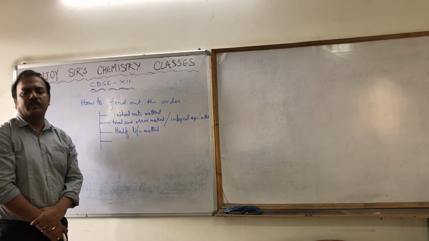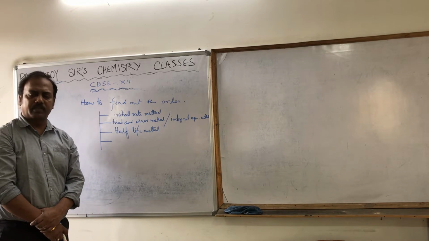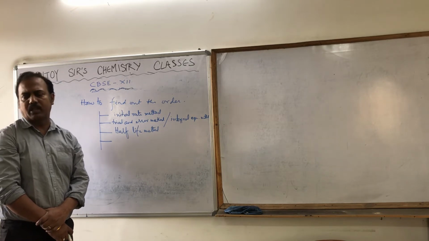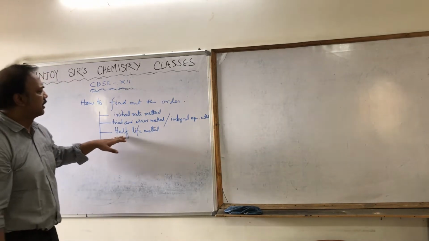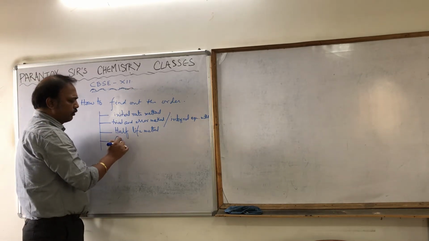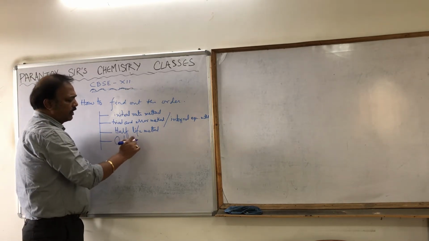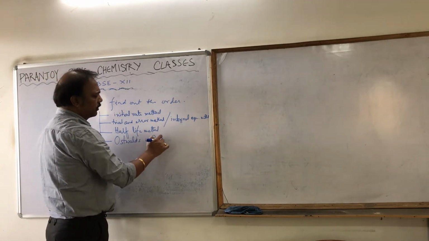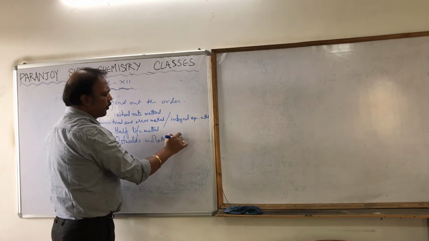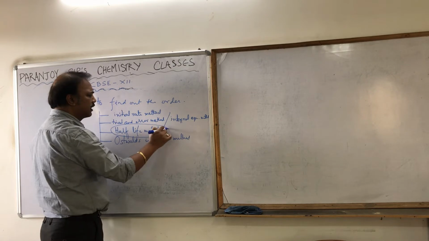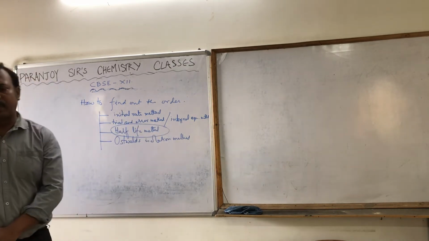In the complex reaction, the rate determining step is the slowest step. The slowest step is the rate determining step. This is the third method, and the fourth one is Ostwald's isolation method. So this is also not very important. As I told, these are the 4 methods which are used, but out of that the most important one is the half-life method.